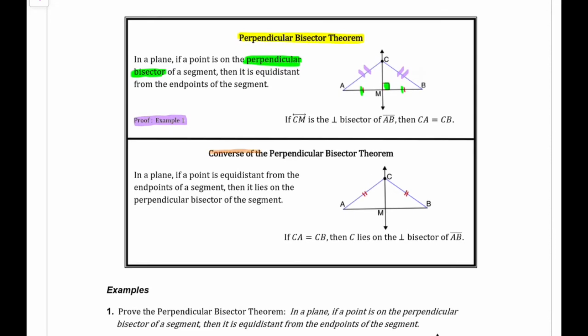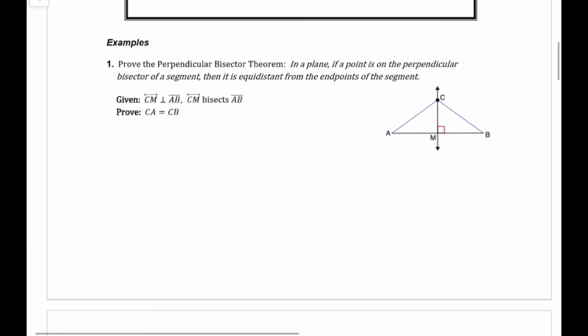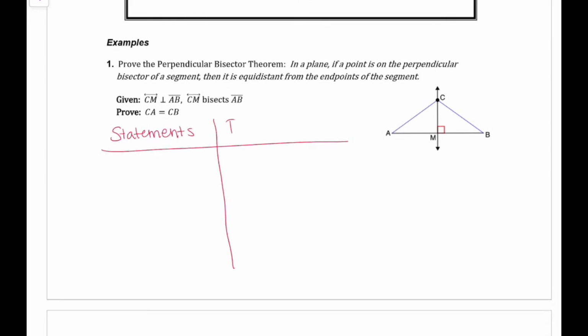The converse of the perpendicular bisector theorem is if you have a plane and the point is equidistant from the endpoints of a segment, then it has to lie on the perpendicular bisector. So this just says the opposite, the converse of the perpendicular bisector theorem. We're going to prove the perpendicular bisector theorem.